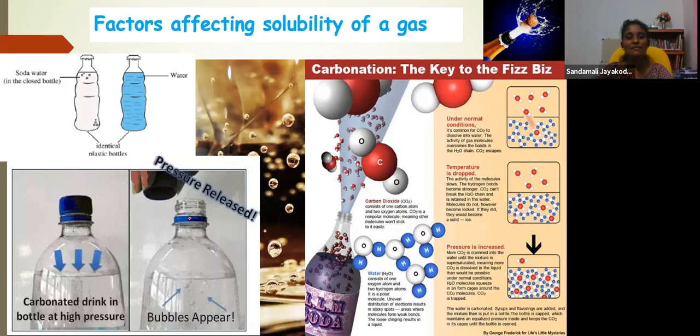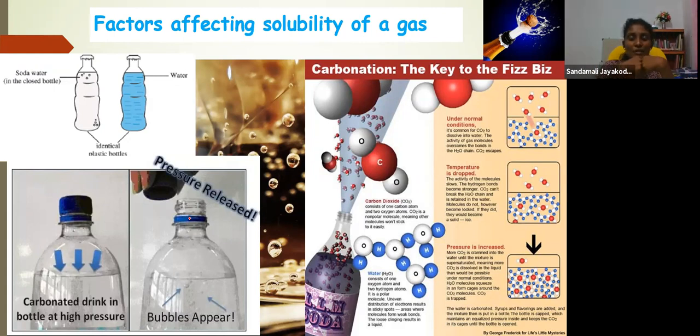Another experience: we take an unopened, that means closed, soda water bottle from a shop. We have to get a new soda bottle, and then another bottle of the same product, which is opened and filled with water. Water should be filled up to the level of the carbonated drink, the same level. And we have to close the lid of the bottle. After closing, we take both in the hand and touch them. We have to check which bottle has more hardness.